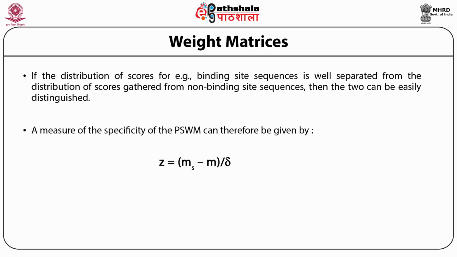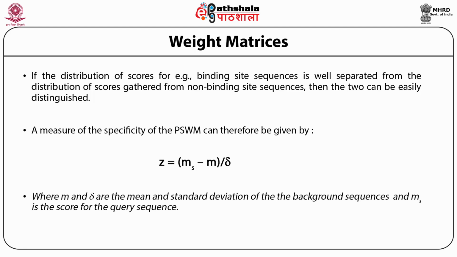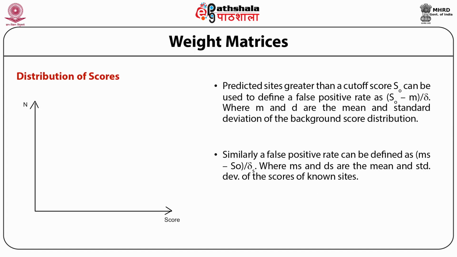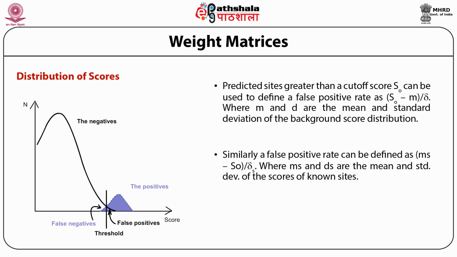The z-score here is defined just by that formula, (ms minus m) divided by delta, where ms is the score of a particular sequence matching the PSWM, m is the average of all such sequences matching that alignment, and delta is the standard deviation. So when I take my score minus the mean divided by the standard deviation, I get the Z value, and the higher the Z value, the more significant the matching score is. Here is an example. What I have done is taken a particular pattern and searched through many sequences, and I have gotten some scores.